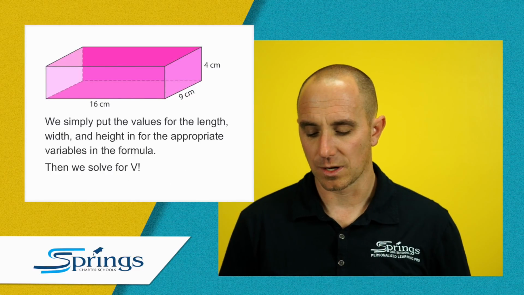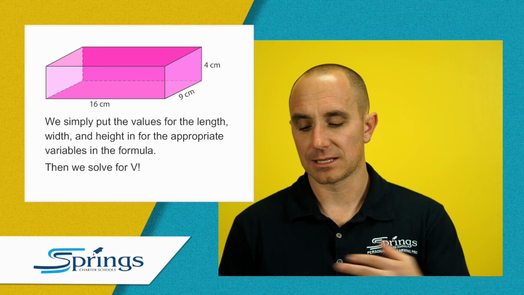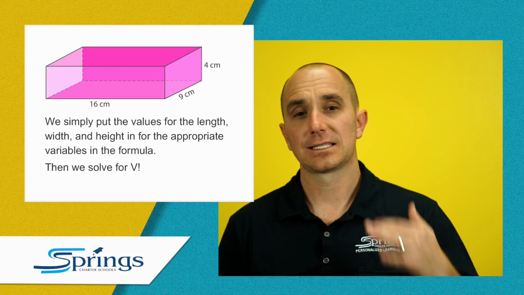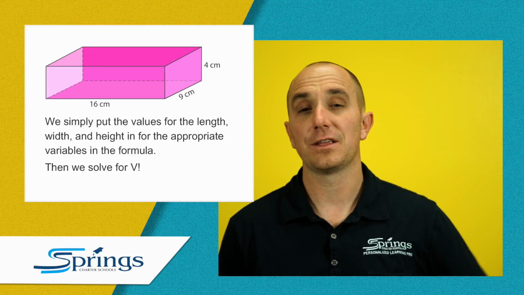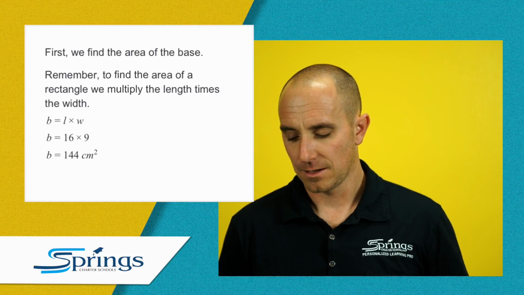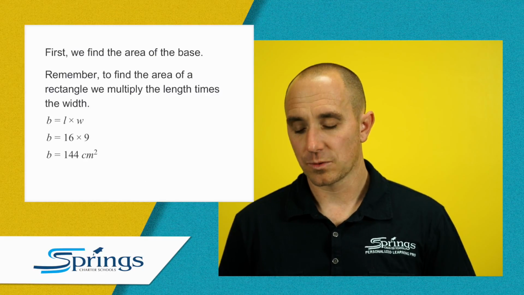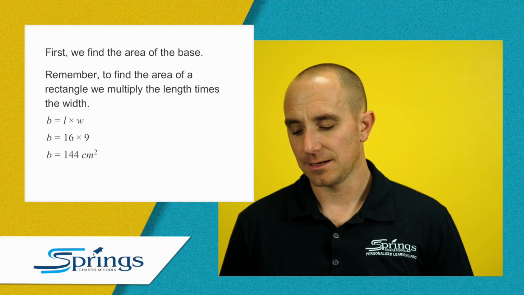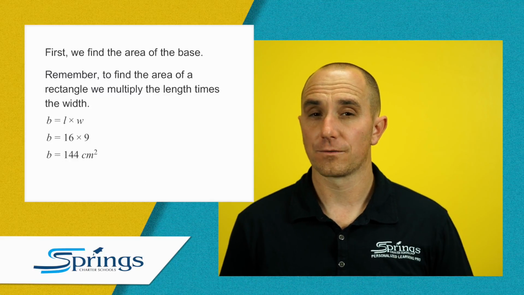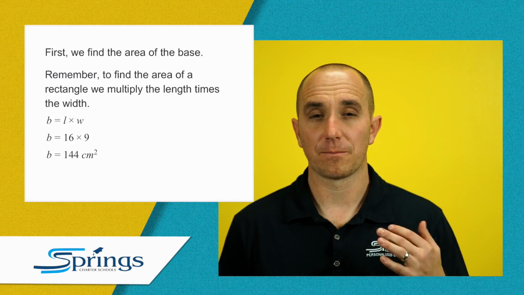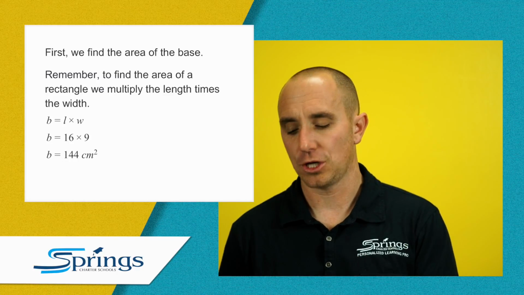Okay, so if you look at this one, we simply put the values in. If you have 16 and 9, 16 times 9 is going to be your base, and then you're going to multiply that by the height. So using the formula, length times width is 16 times 9, and 16 times 9 is 144, so that's going to be your base. So you're going to have a base of 144 centimeters squared.